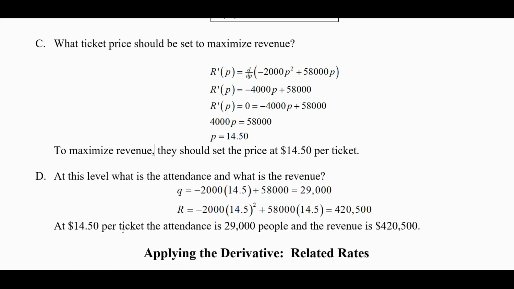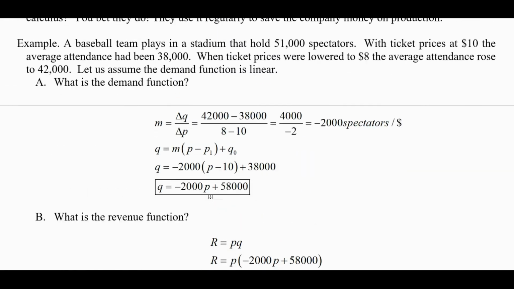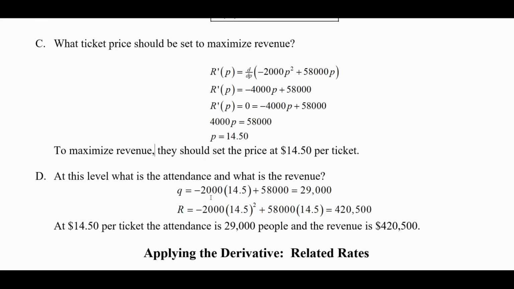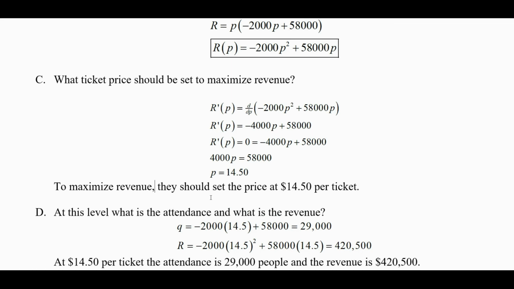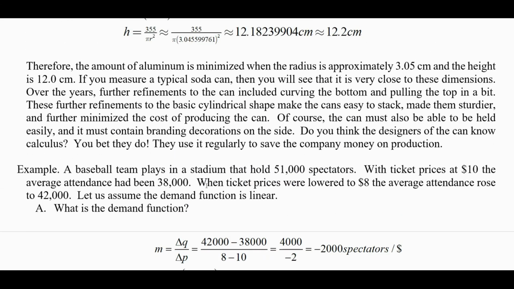At that level, what would they get? If you work that out, the quantity is 29,000. That's under the 51,000 that they could do. So you have this trade-off, right? If you charge too much per ticket, then not enough people are going to come. If you charge too little per ticket, a lot of people come, but then you don't get as much per person. The sweet spot for the maximum is $14.50, according to this working out. It's a realistic type of problem, except that this might not be a linear function here.